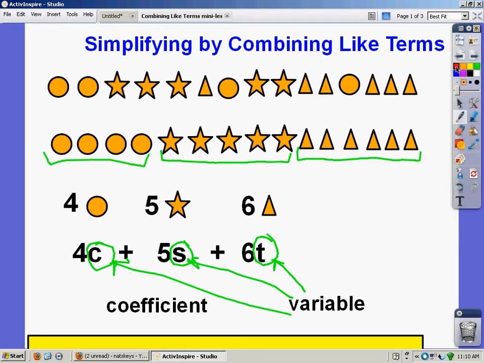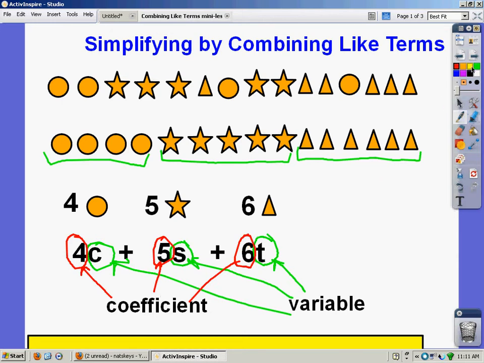And the numbers in front of the variables are called coefficients. So I have 4 as the coefficient. That's the number in front of the variable, and it tells us how many of those variables we really have. So the number 5 is a coefficient, and the coefficient is 6. Now it looks a little messy, but I think you understand what's going on here.